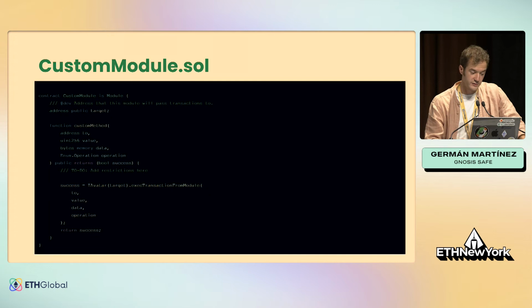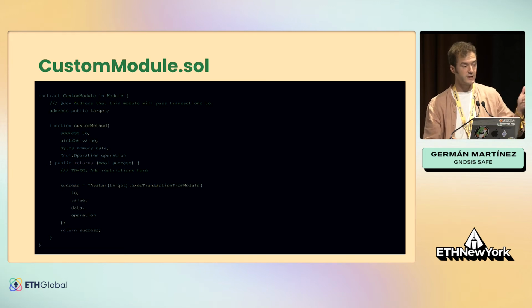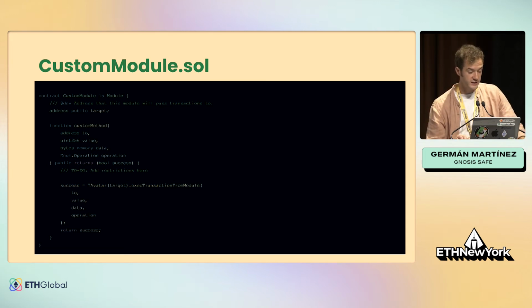So for this case, we have the custom method function that receives some parameters of a transaction, like the to, value, data, and operation. And inside of it, we are calling a target. This target is an address that was set before. And if this is a module, the target can be a modifier or a Gnosis Safe. And there, we can call the function exec transaction from module and pass all these parameters. So this way, we are relaying the transaction from the module to the safe.